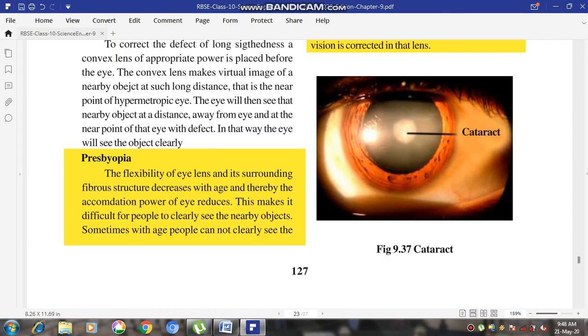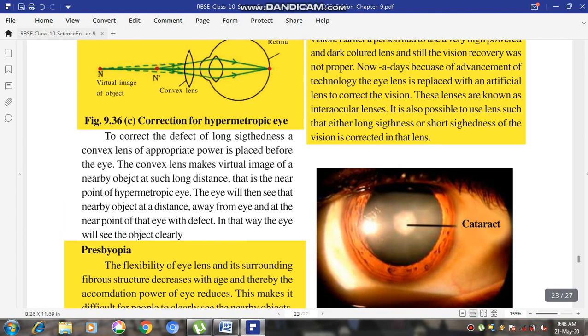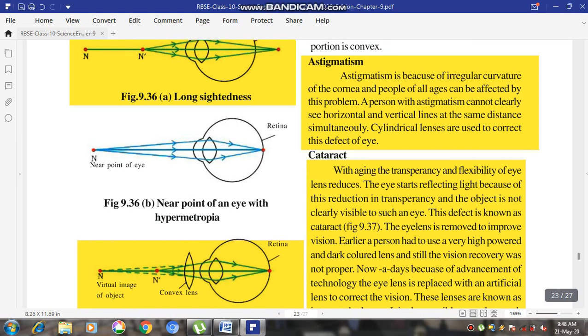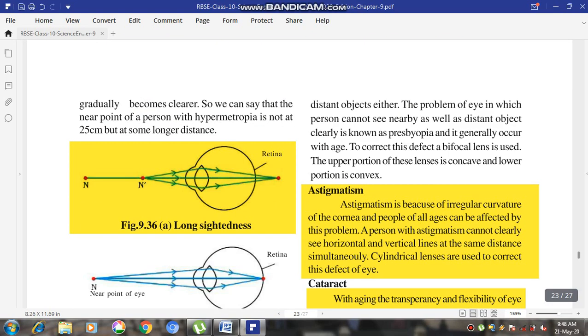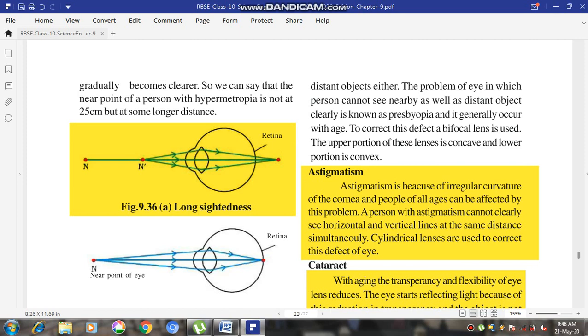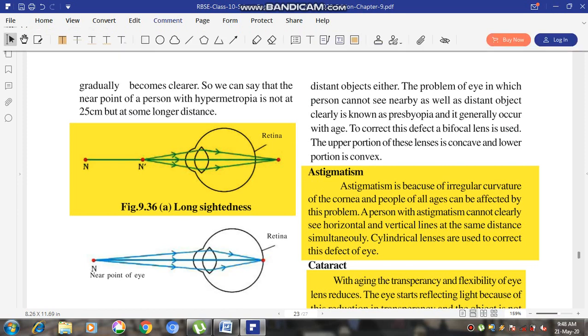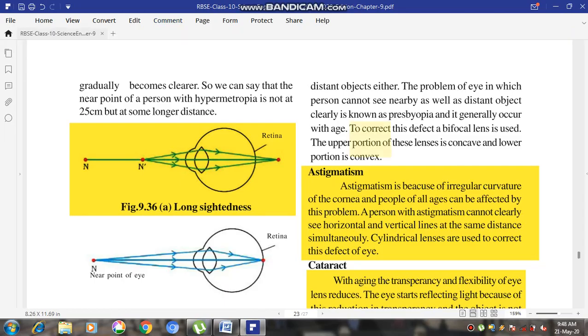Next is presbyopia. What is presbyopia? Presbyopia is when the flexibility of the eye lens and its surrounding fibrous structure decreases with age, and thereby the accommodation power of the eye reduces. Due to increasing age, the accommodation power is very low. Due to this problem, a bifocal lens is used, and we use the bifocal lens to correct the presbyopia problem.